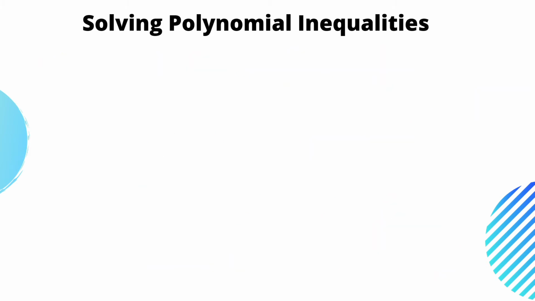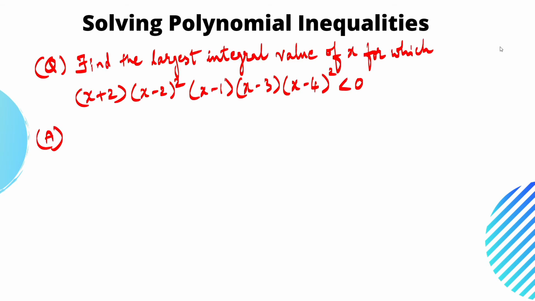So till now we have discussed how to apply the arithmetic mean, geometric mean, harmonic mean inequalities. Now we shall look into how to solve polynomial inequalities. The first question here is, find the largest integral value of x for which the expression is less than 0. So the inequality is given here. We want to find the largest integral value of x.